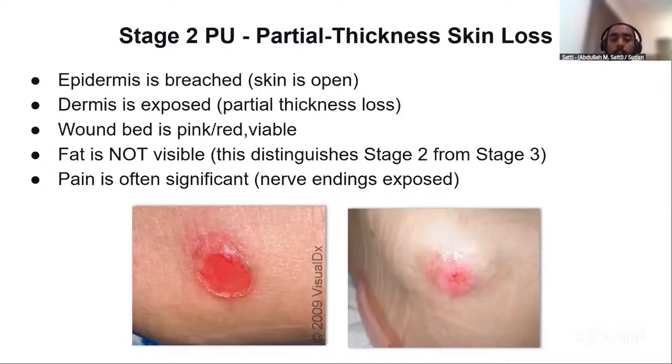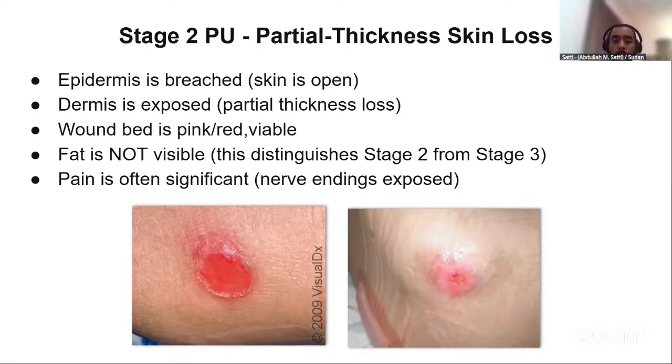The second stage is partial thickness skin lesion. The thickness here is the thickness of the skin, the epidermis and the dermis. So at this stage, the epidermis is breached. So this is a progression from stage 1. And the dermis is exposed. As you see in this picture, here is the surrounding skin, here is the epidermis, and here is the dermis beneath the epidermis. And the wound is pink. There is no yellowish discoloration, and there is no sloughing. It's a pink red viable wound.